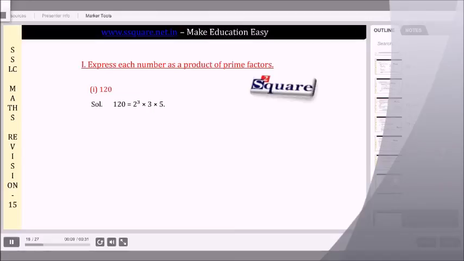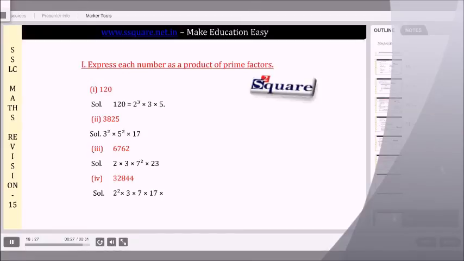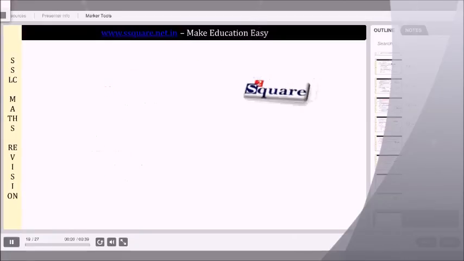120 is written by the prime factorization method as 2 cubed into 3 into 5. Second one, 3825 is 3 square into 5 square into 17. Now 6762 is 2 into 3 into 7 square into 23. Next, 32844 is 2 square into 3 into 7 into 17 into 23.